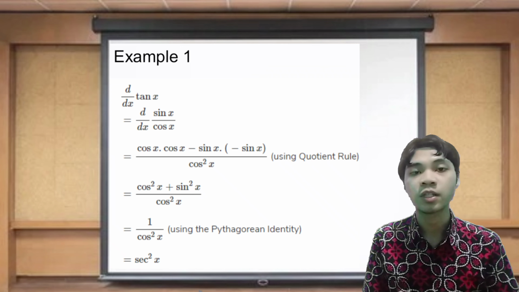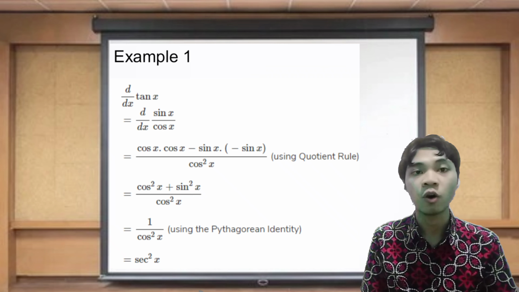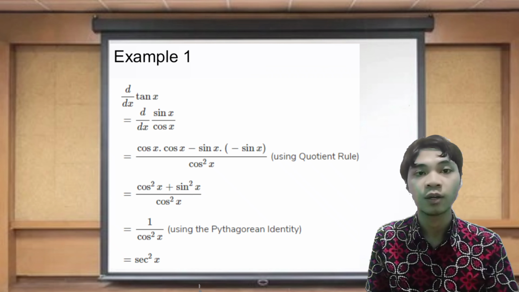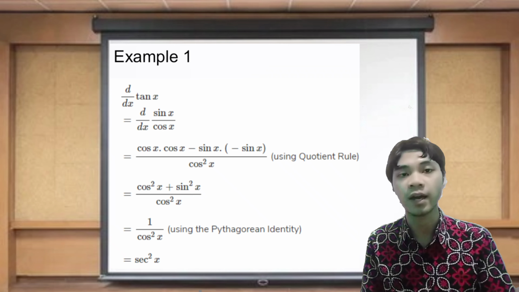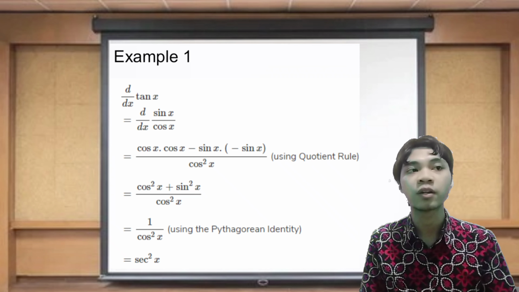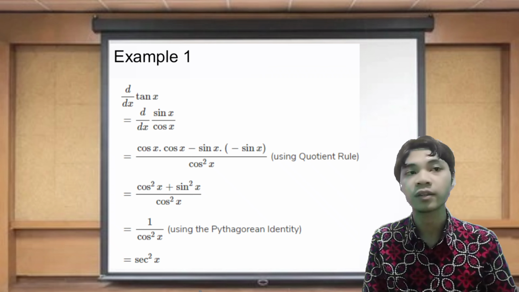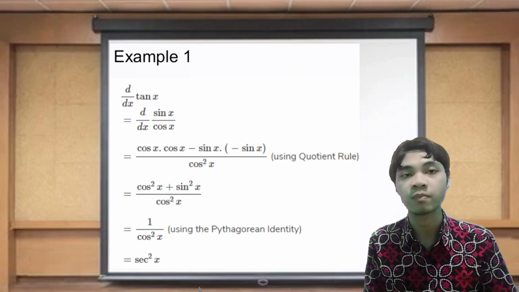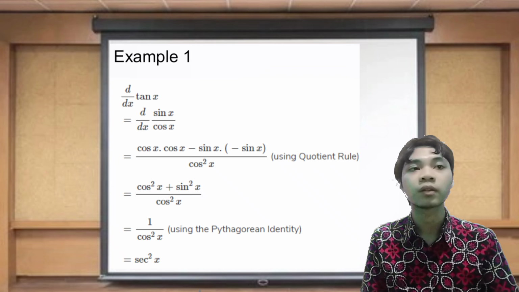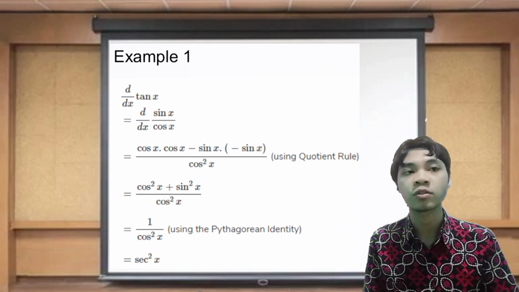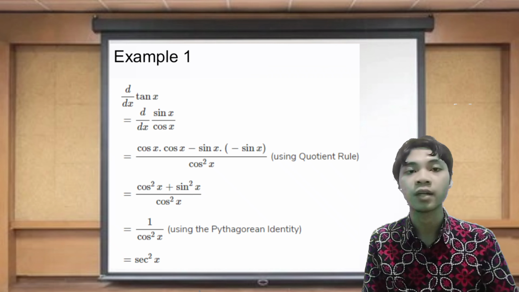In the basic concept of trigonometry, we know that tangent is sine over cos. So if we have tangent x, we can conclude that tangent x is sine x over cos x. So by using the quotient rule, the derivative of sine x over cos x is cos x times cos x minus sine x times minus sine x, over cos x squared. So we get cos squared x plus sine squared x over cos squared x. So we get 1 over cos squared x.